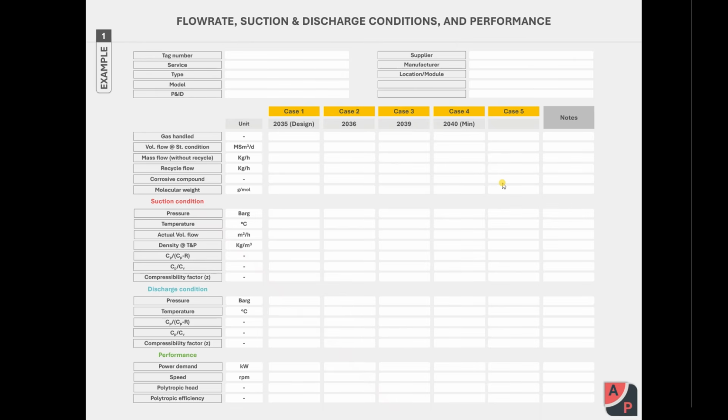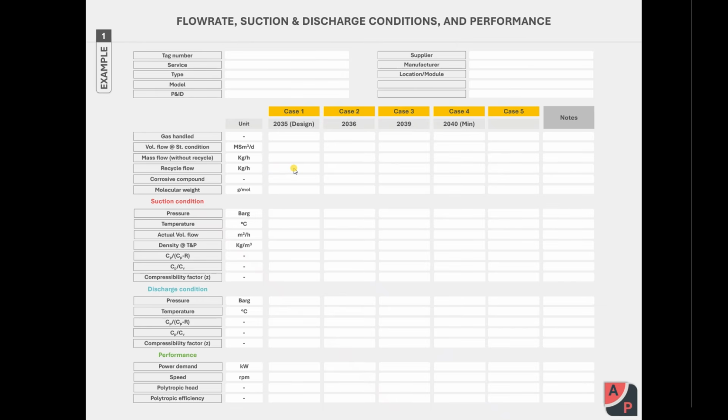This slide highlights the key data required for a compressor datasheet. It starts with the general info, similar to any other process datasheet, followed by specific data for a compressor. In this example, we have selected 4 representative operating cases to illustrate the datasheet structure. The specific data for the compressor start with the data which is similar on both suction and discharge side, like volumetric flow at standard condition, mass flow without recycle, corrosive compound, and molecular weight.